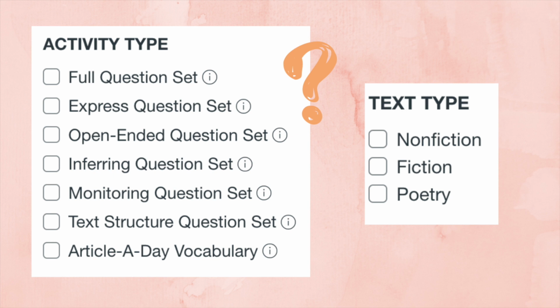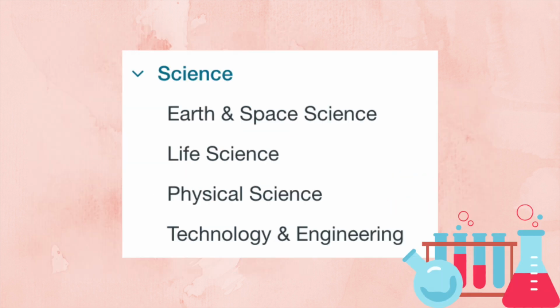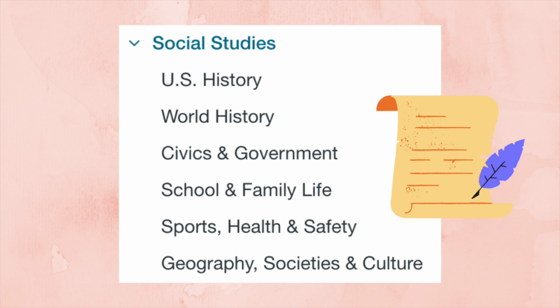You can also browse by text type if you want to work on nonfiction text or fiction text, or if you're working on poetry. You also have the option of selecting if you want to work on science-specific text. So maybe you're doing an Earth and Space Science unit, or you're working on life science. You have the option of selecting text based on science material.